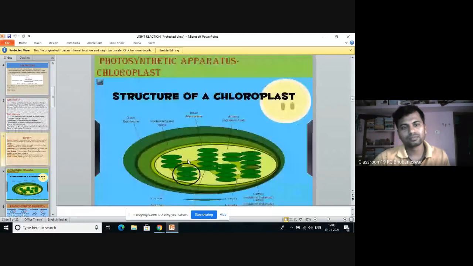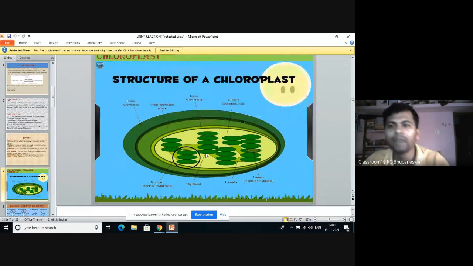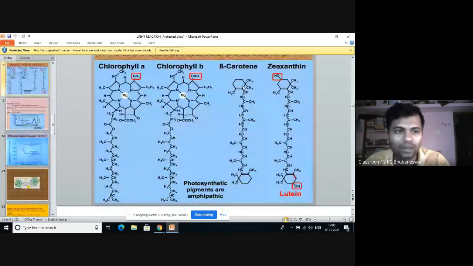Okay, so photosynthesis occurs inside the chloroplast, and this is our chloroplast. The chloroplast is bound by two membranes, an outer membrane and an inner membrane. Inside the inner membrane, the stroma is present. Inside the stroma, the grana are present. The grana consist of a number of disc-like structures known as thylakoids. In the thylakoid membrane, pigment systems are present. Look at these pigments: chlorophyll A, B, carotene, zeaxanthin, which are found inside the photosynthetic apparatus.